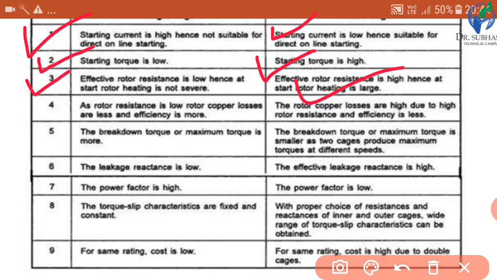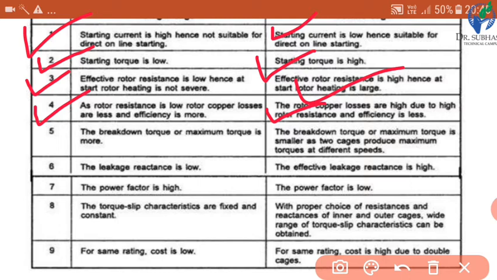As rotor resistance is low, rotor copper losses are less and efficiency is more. In a single cage, the rotor resistance is low, which means rotor copper losses are less, and we already know that if the losses are less, efficiency is more. In the case of double cage rotors, the rotor copper losses are high due to high rotor resistance, and efficiency is less as compared to normal cage rotors.